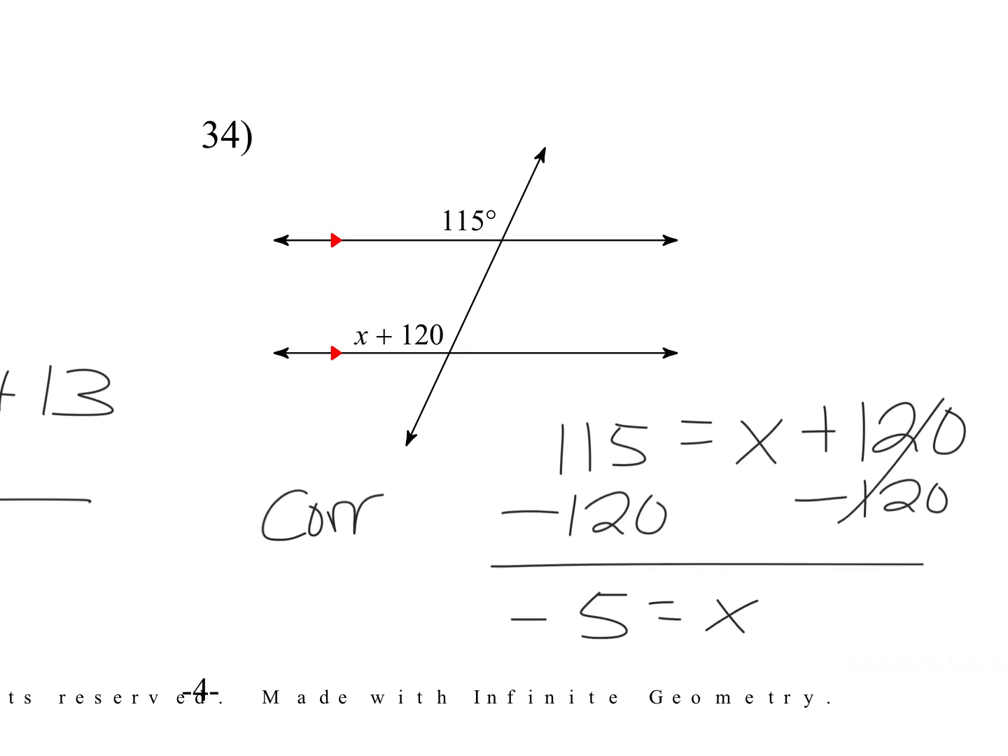Because if I subtracted 115, I would have it on the same side as x. I want to get x by itself, on the opposite side. Does that make sense? Okay, I got it. Good questions. Any other question on this page? All right.